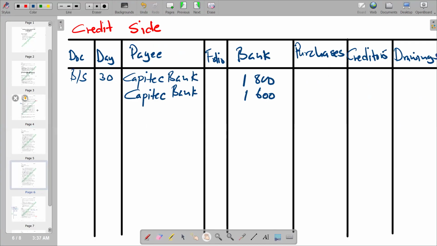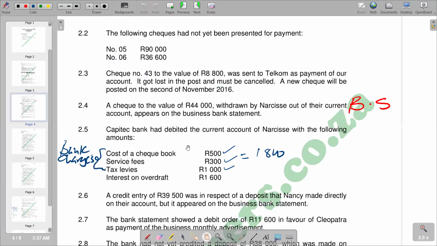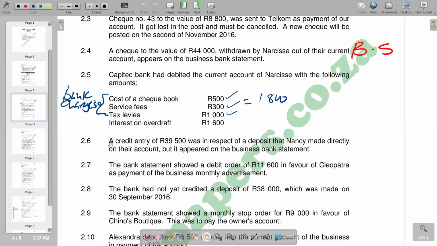And then we check the next entry that we want to make. If you go down, you see that we now have 2.6, which says a credit entry of 39,500 rands was in respect of a deposit that Nancy made directly on their account, but it appeared on the business bank statement. So as we see from the description that it appeared on the business bank statement, it means it was not supposed to be there. It was supposed to be on the private bank account. So we have to remove it.